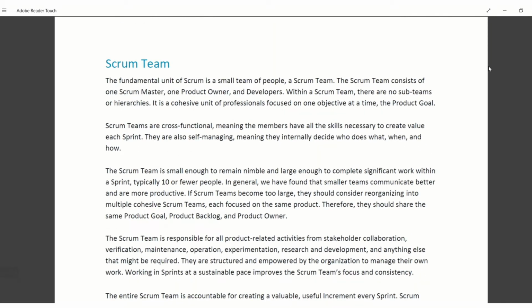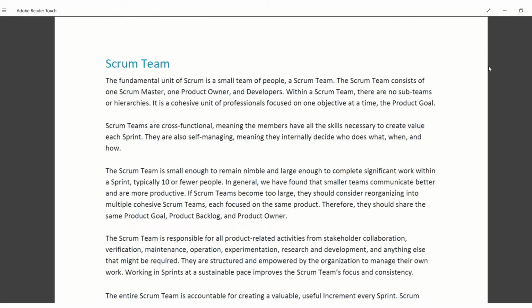Scrum team. The fundamental unit of Scrum is a small team of people, a Scrum team. The Scrum team consists of one Scrum Master, one product owner, and developers. Within a Scrum team, there are no sub teams or hierarchies. It is a cohesive unit of professionals focused on one objective at a time, the product goal.